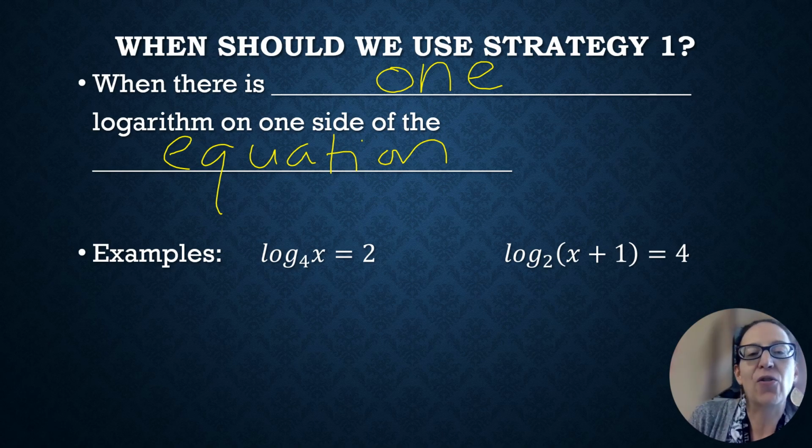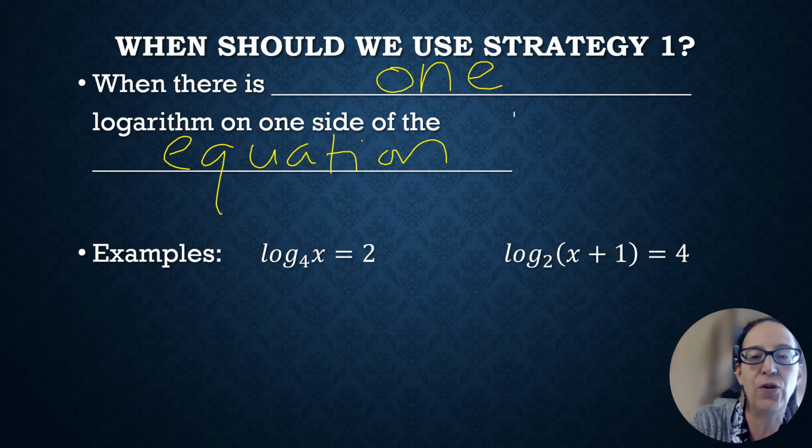So the first one is log base 4 of x equals 2, and we want to figure out what x is. There's not a whole lot we can do with log base 4 of x. Some number, when you take the log base 4 of it, will give you a 2. But what we can do is change it over to an exponential.